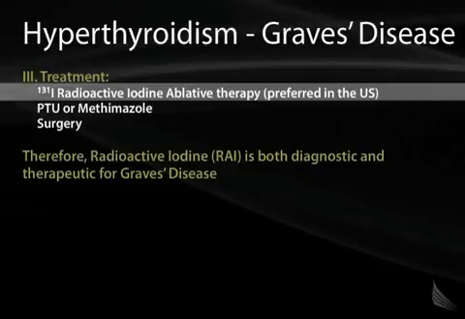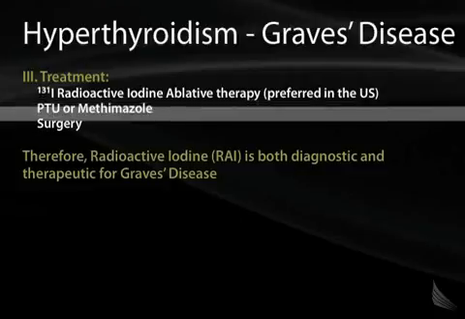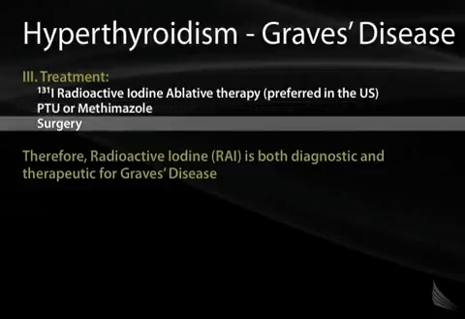Some people may not prefer radioactive iodine, and in those situations, the drugs that we talked about before, PTU and methimazole, will be very useful. And in really complicated cases where people are not tolerant of any of the drugs or cannot be candidates for radioactive iodine, surgery can be used as an option. However, it is not a very common option, especially because the first two are fairly effective.